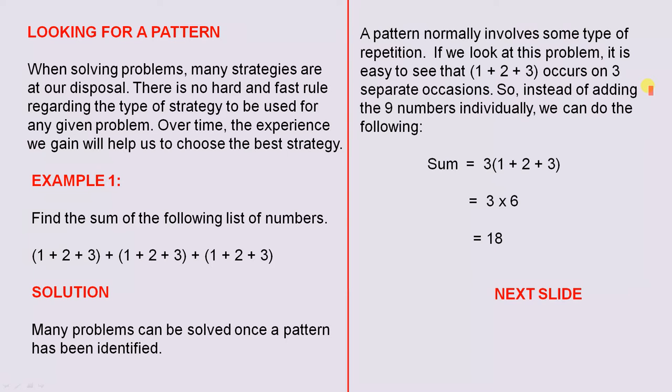So, instead of adding the 9 numbers individually, we can do the following. Now before we do that, this is what I'm talking about. See here, and here, and here, you have exactly the same thing on 3 separate occasions. And we have to add all those up. So, the sum will be 3 times what occurs on 3 occasions. Now, inside the grouping symbols, 1 plus 2 plus 3 gives you 6. 3 6s are 18. So that is a very simple example of how you can use a pattern. Instead of adding those 9 numbers separately, this is a nice way of doing it by finding a pattern. Let's look at the next slide.